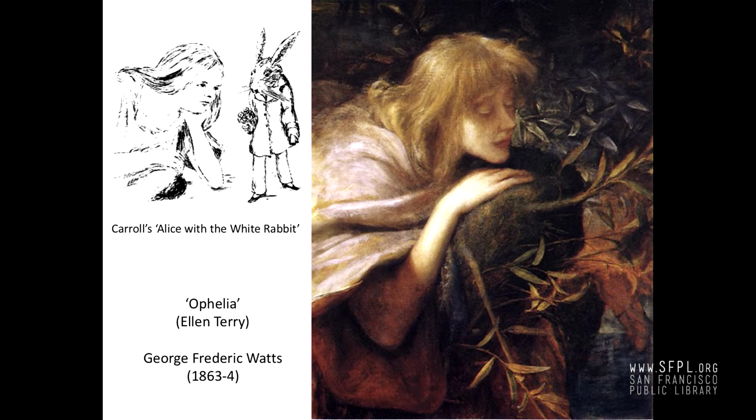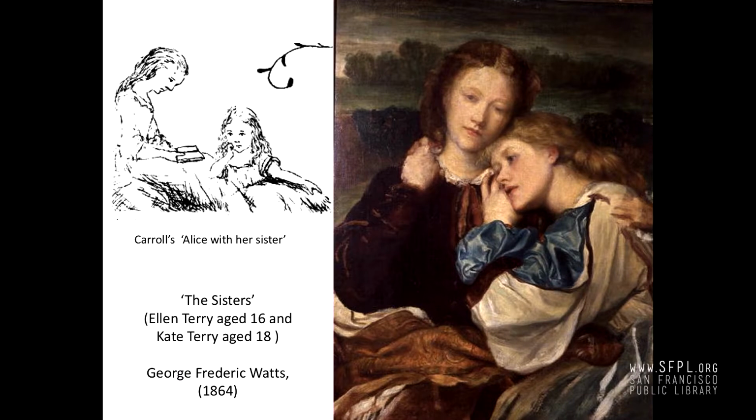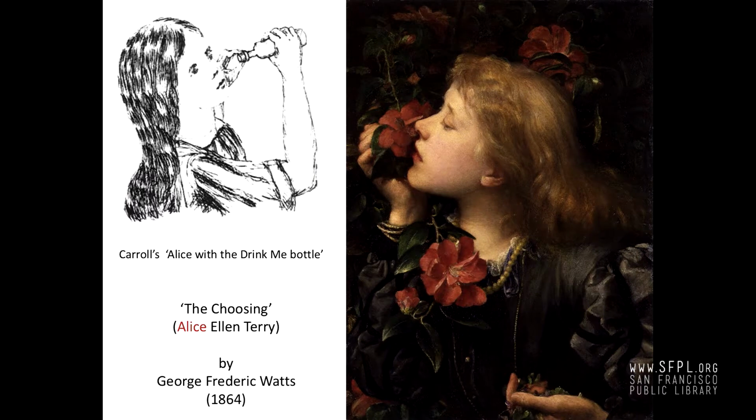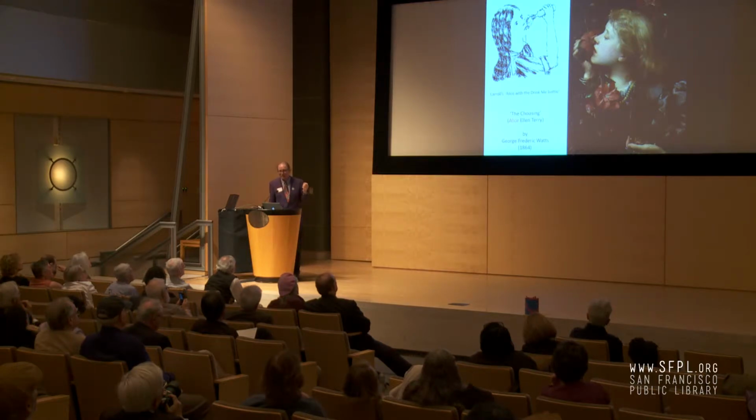The marriage only lasted a year, but he painted several portraits of Ellen Terry in this period. This is Ellen Terry with her sister Kate, relating it to the sisters. This is another portrait, and this is the choosing, and it's an interesting choice because it turns out Ellen Terry's first name was in fact Alice. We don't know if Lewis Carroll knew that her first name was Alice, but it was Alice, so she's a possible Alice.